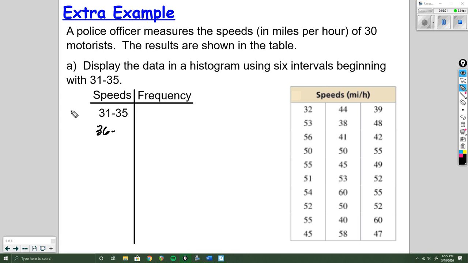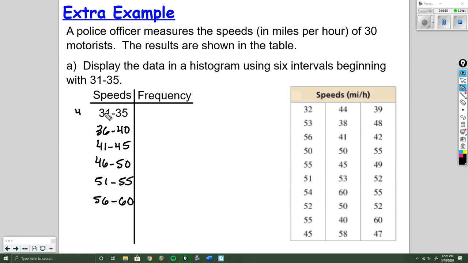So if we just subtract these two numbers, we would get 4. Now all we have to do is add 4 to 36, and that's going to give us 40. Then the next one's going to start on 41. Add 4 to 41, and we get 45. Then the next starts at 46. Add 4, we get 50. Then we have 51 to 55, and then 56 to 60. This ensures that all these intervals are the same width, and then they go up by a steady amount every single time.